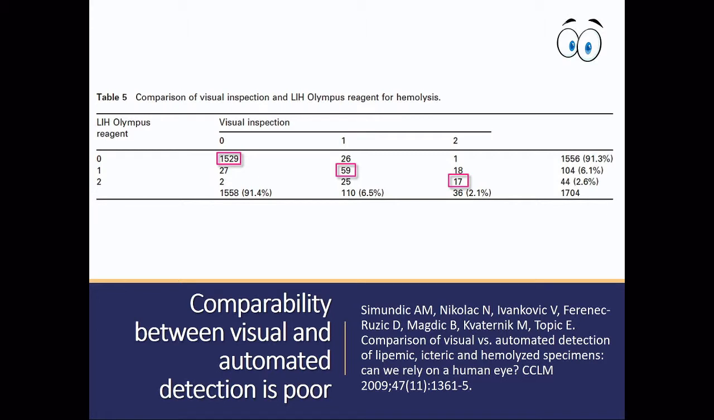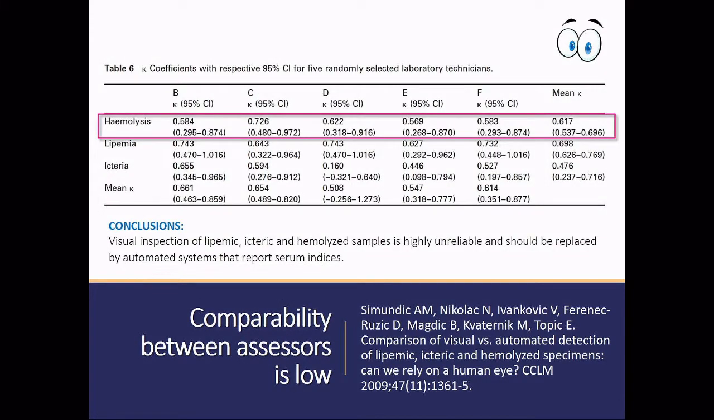They show the concordance between the visual and automated detection, and the numbers outside the boxes are the ones that we don't want to have. And by this, we were able to demonstrate the very high degree of discordance between the visual and automated detection. What we have also been able to demonstrate is a very low reproducibility between different assessors.